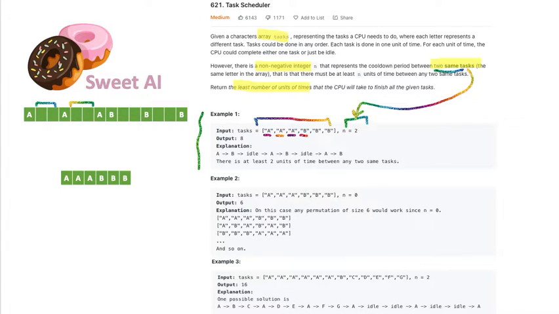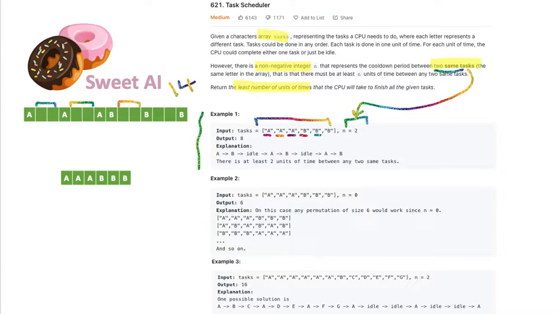And it goes for the fourth task, which is not similar to the previous one, so there is no cooldown period. It does it right away. And for the fifth task, there is a similar task as the previous one, so it's going to have a cooldown period and so on. And as you see, it will take 14 units of time to get this done.